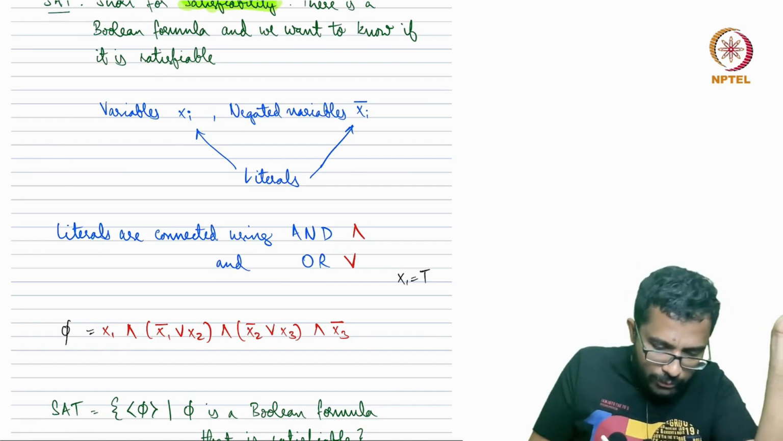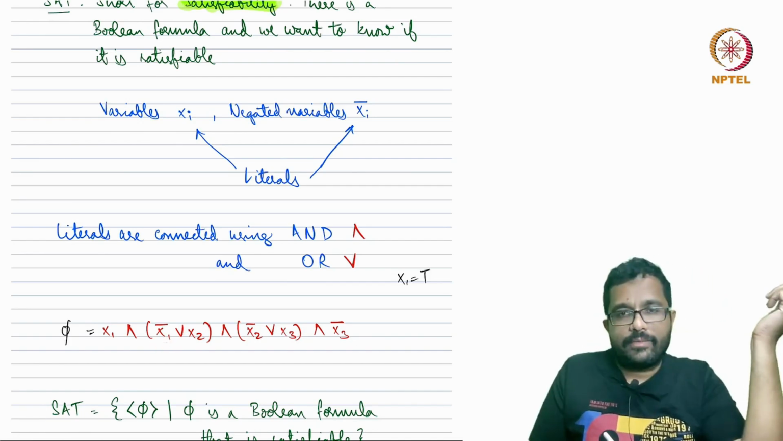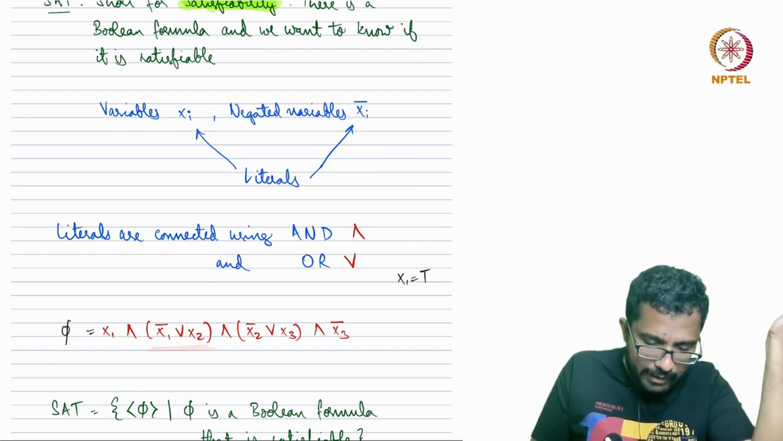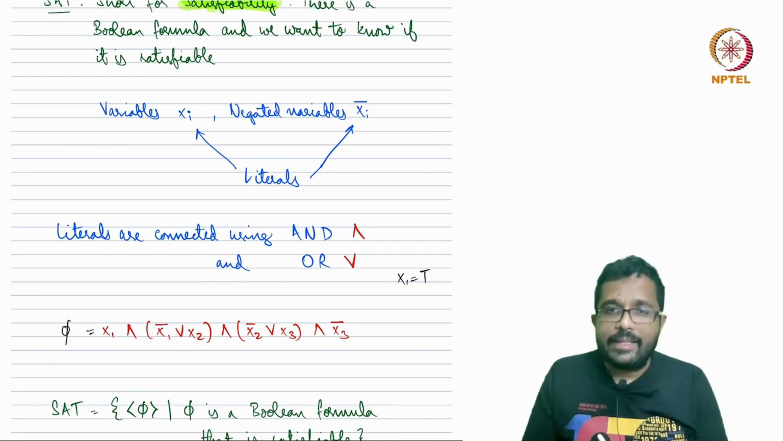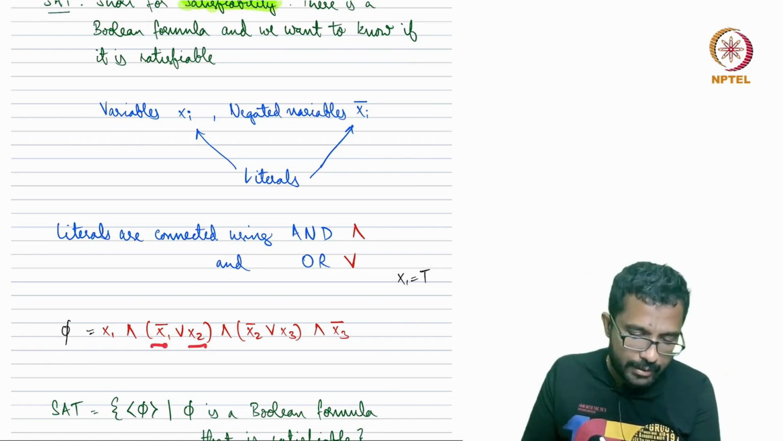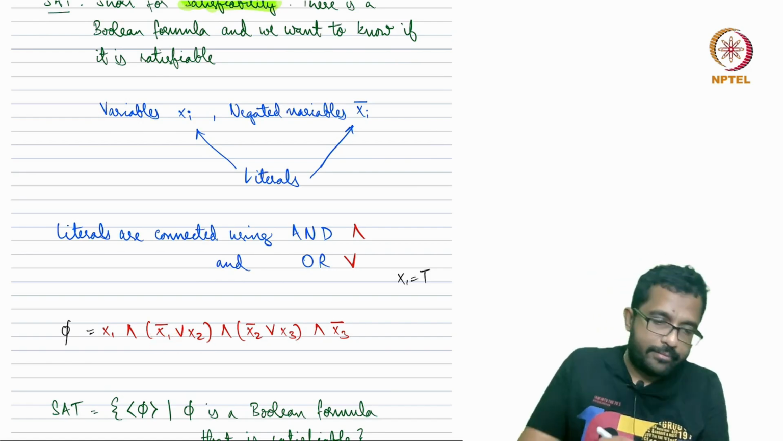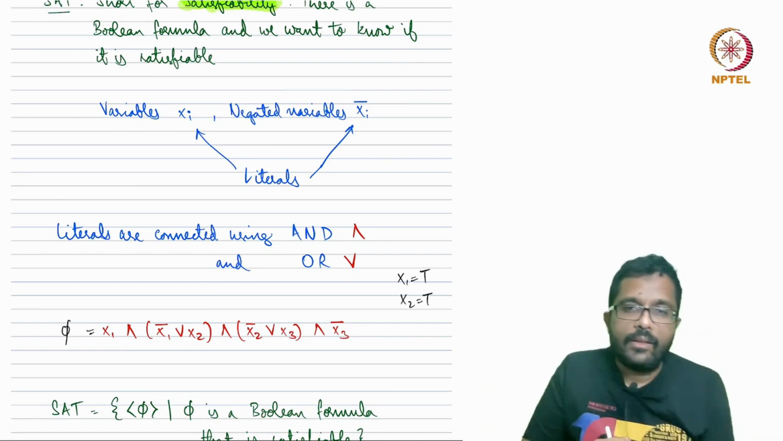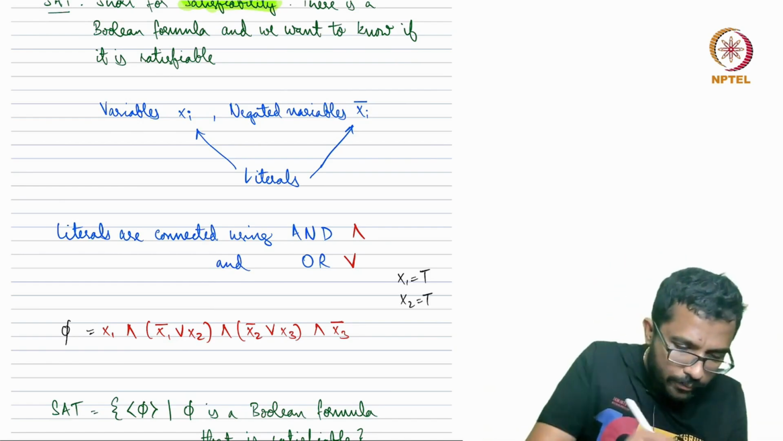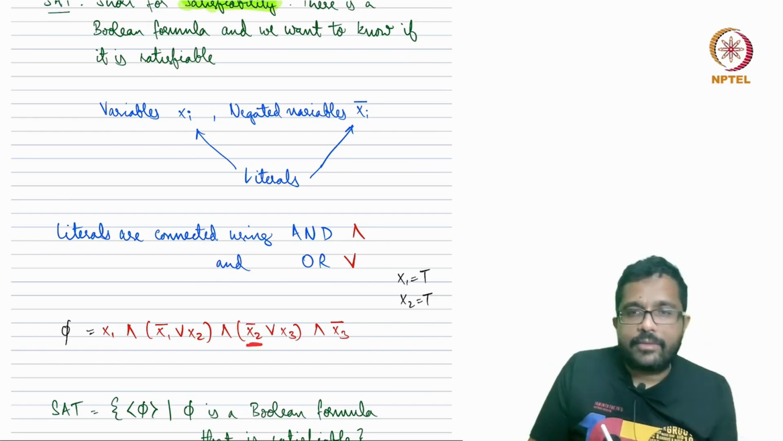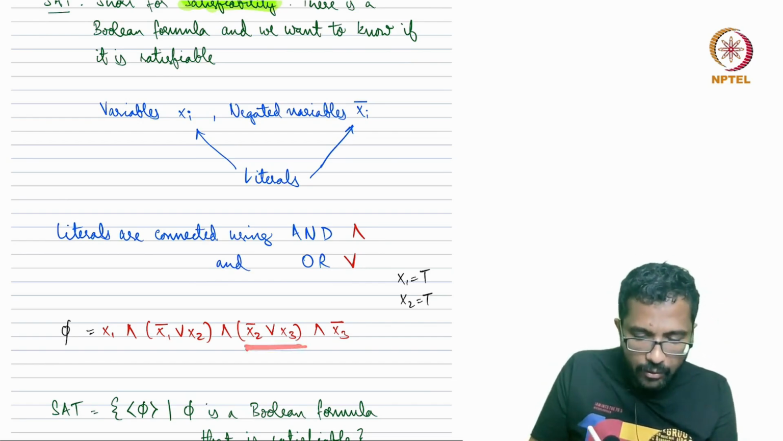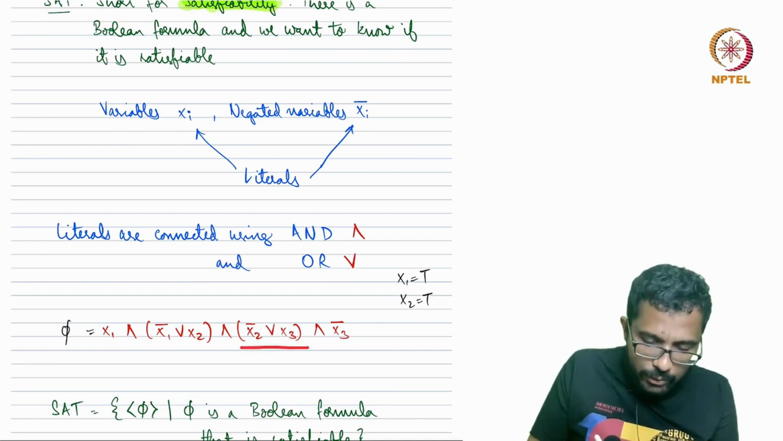But then if x1 is true, then x1 complement is false. So now I want this part to be true. x1 is true means x1 complement is false, which means x2 has to be necessarily true. Otherwise this part is going to be false. So x2 also has to be true. Now we know x2 is true, which means x2 complement is false. So now I want this clause, x2 complement or x3, to be true.